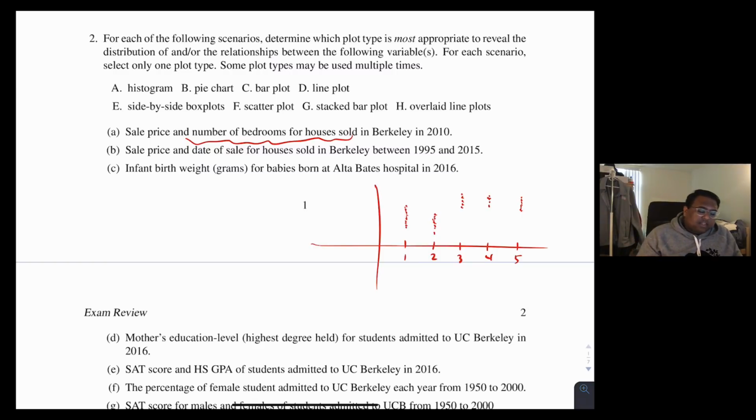So for this, it really makes sense to use side-by-side box plots. For the houses with one bedroom, you can have a box plot for its sale price distribution. For the houses with two bedrooms, you could have a box plot for its sale price distribution, and so on and so forth. And that would be a little cleaner and easier to read than a scatter plot like this due to overplotting.